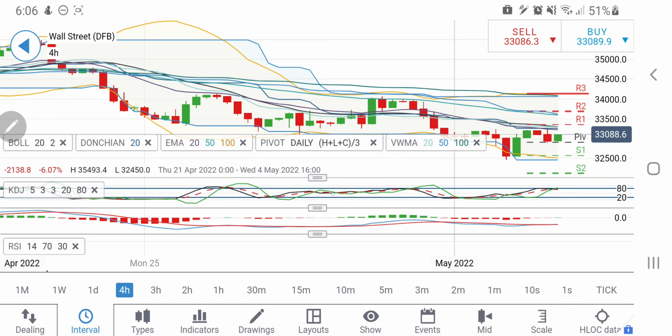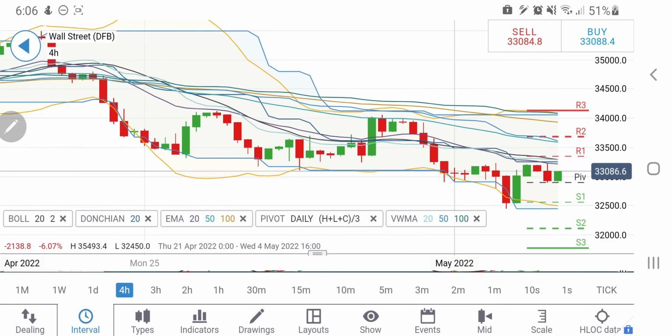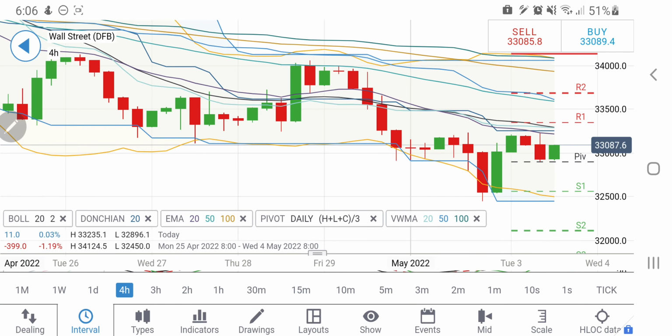And if you look at the 4-hour charts, on the 4-hour charts too, there is a clear stronger resistance zone in between 33,240.50 to 33,350 zone. This zone it has to surpass for it to remain in a bullish zone.